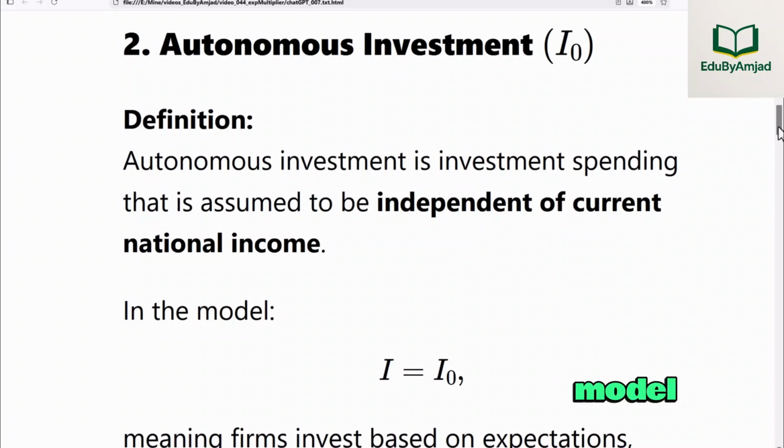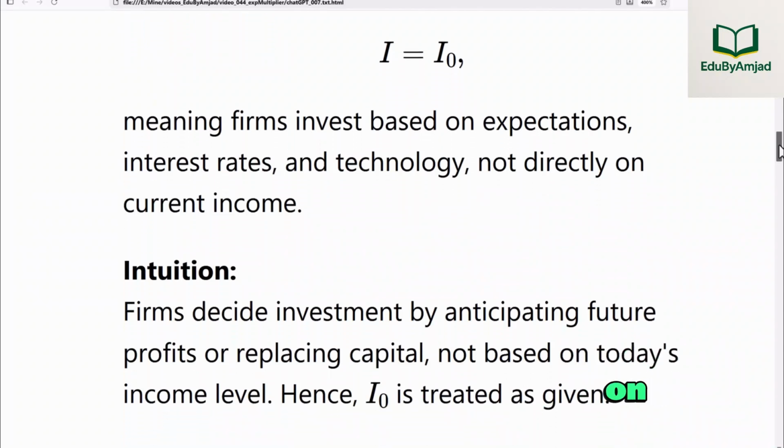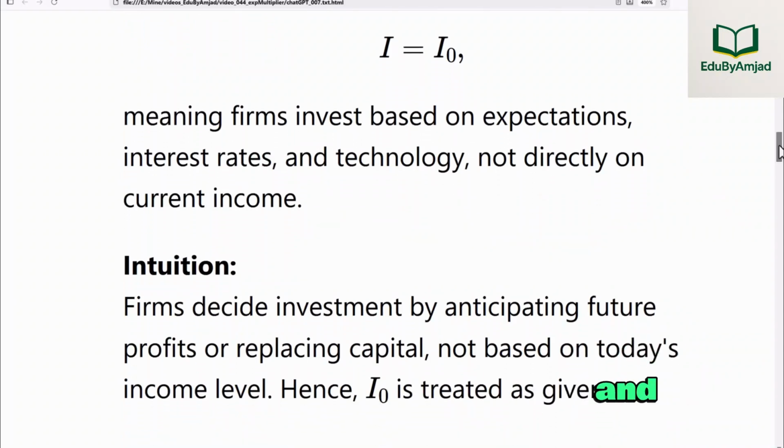In the Keynesian model, we also assume that investment is autonomous investment, meaning it does not depend on current national income. Instead, firms invest based on expectations, interest rates, and technology. The intuition is that firms make investment decisions by anticipating future profits or replacing capital, not based on today's income level. Hence, investment is treated as given.